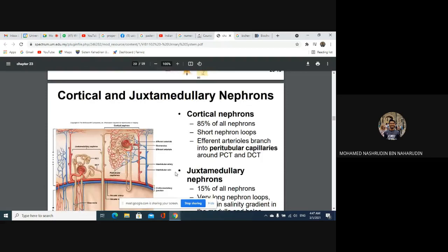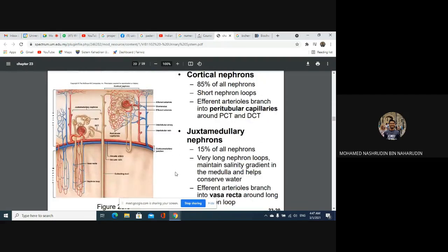Cortical and juxtamedullary nephron. So the cortical nephron, this one, the cortical nephron is this part. It's 80% of all nephrons. In one pyramid, it consists of many units of filtration, which is the nephron. The nephron is the individual unit of filtration.